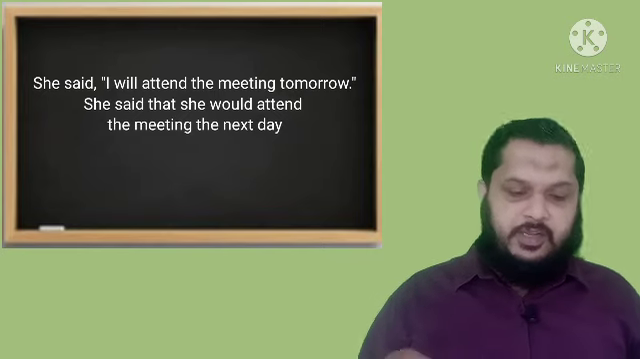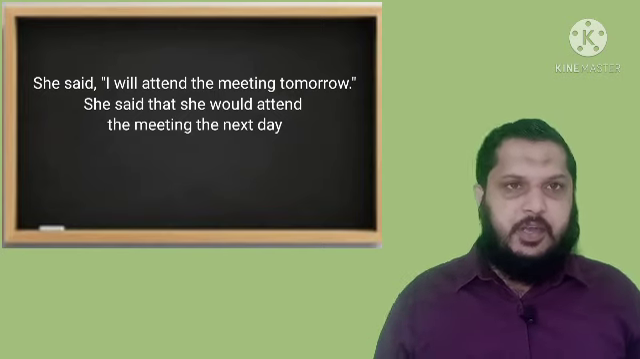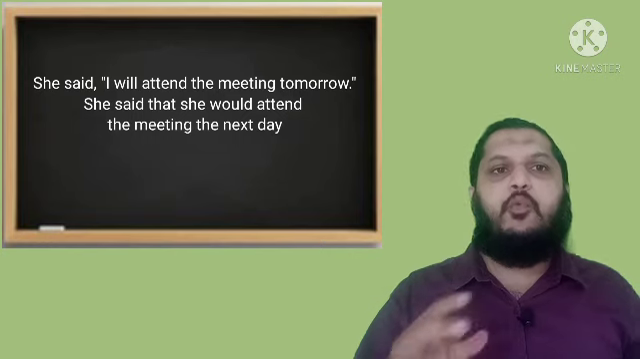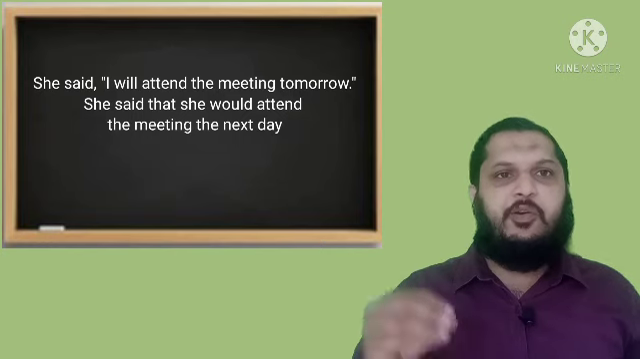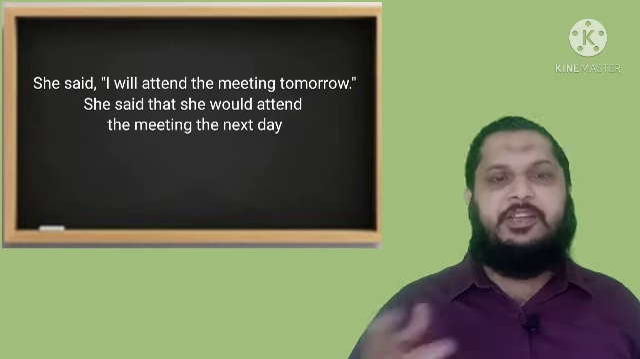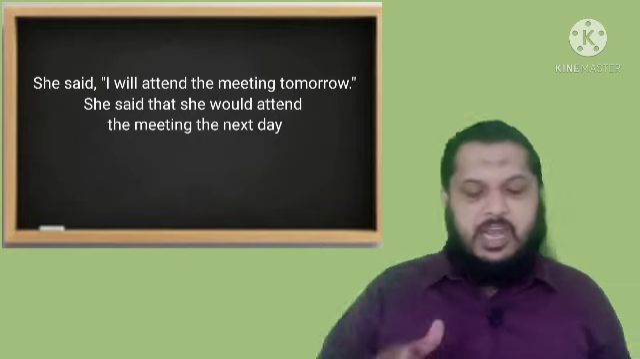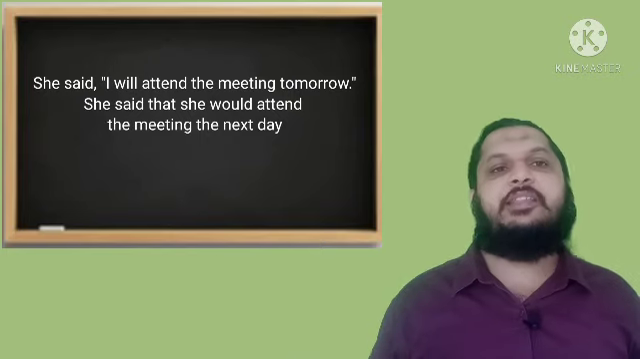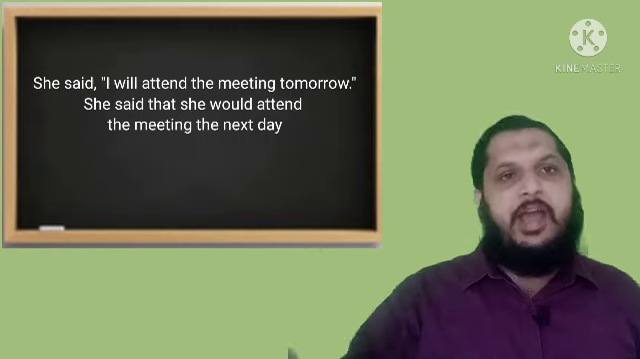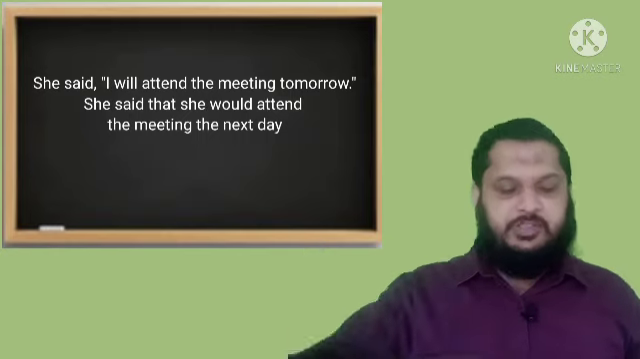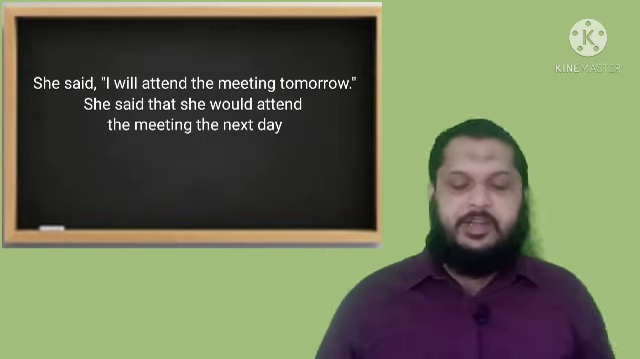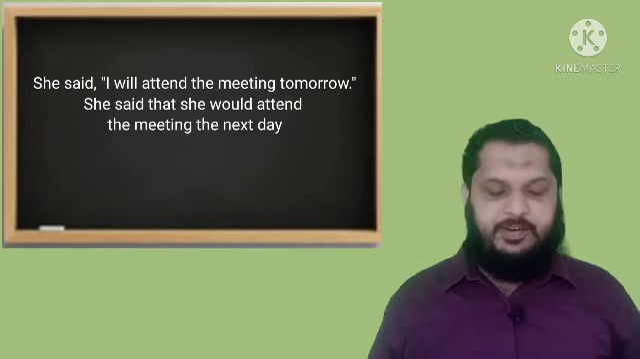When you change a simple future tense, we have to use should or would instead of will or shall. Okay, this is very easy. So she said, "I'll attend the meeting tomorrow." She said that she would attend the meeting the next day. Okay. Next, rule number 7.